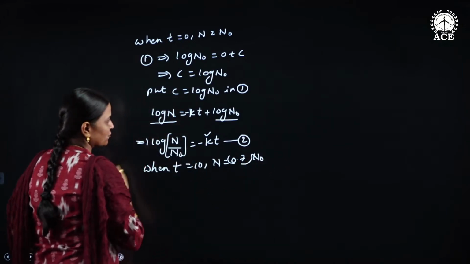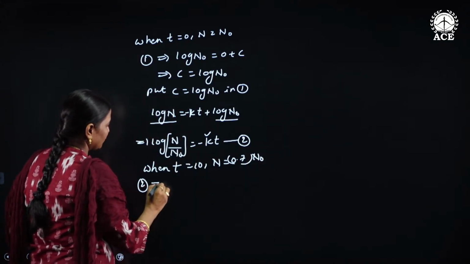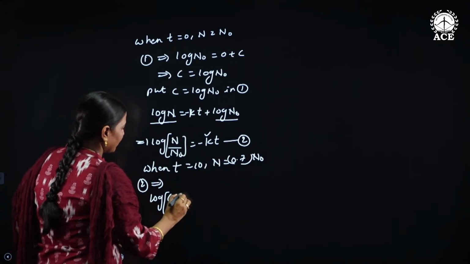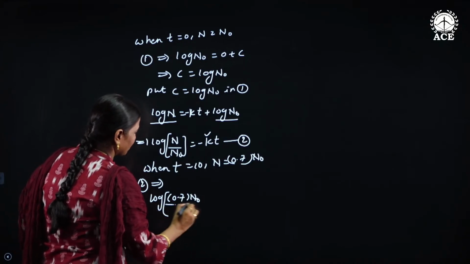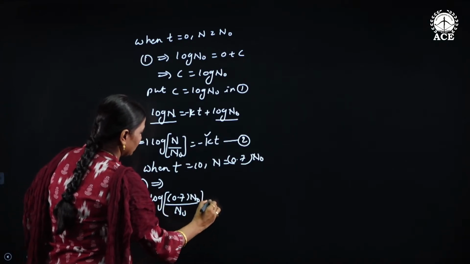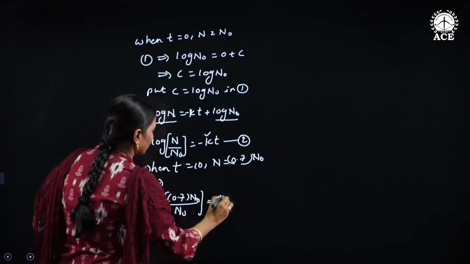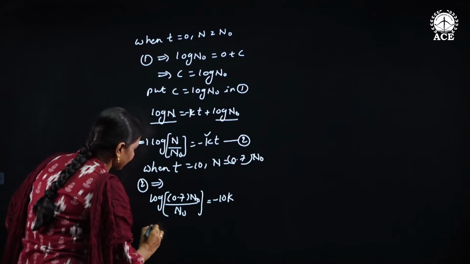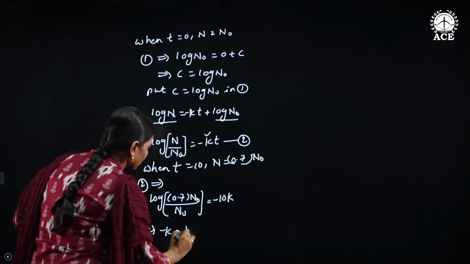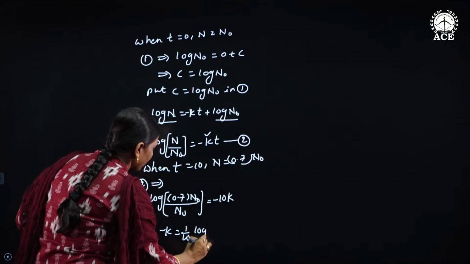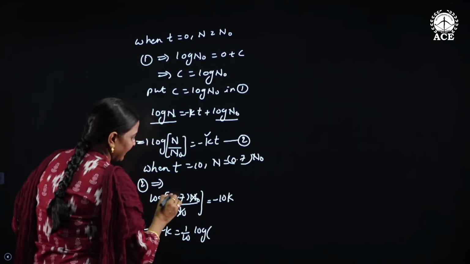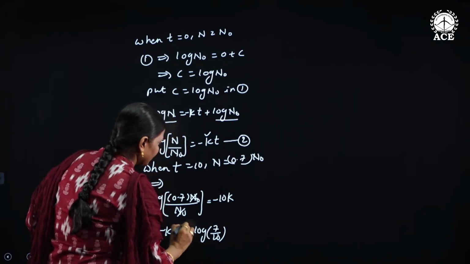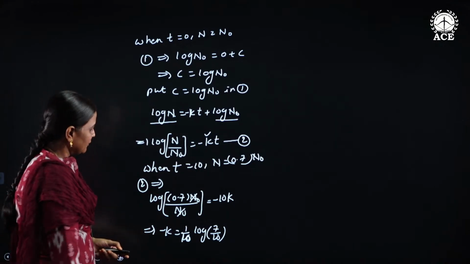So if we substitute these two values in equation 2, now equation 2 becomes log of N by N naught, where N is 0.7 N naught, at t equal to 10, is equal to minus 10K. And from this equation, what is the minus K value? Minus K is equal to 1 by 10 into log of 0.7, N naught gets cancelled. 0.7 can be written as 7 by 10. 1 by 10 into log of 7 by 10. So this is the K value.